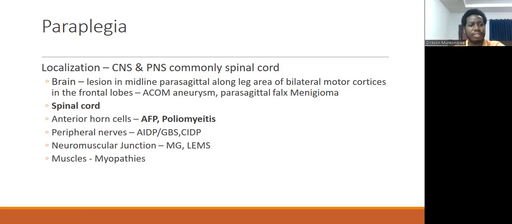Then the other localization of paraplegia could be neuromuscular junction disorders, and these include, but are not restricted to, myasthenia gravis and Lambert-Eaton myasthenic syndrome. Then the muscles could also be preferentially involved, and they could cause paresis or paraplegia. So it's important to know that when you are seeing a patient with paraplegia, you really have to tease out and see where exactly the problem is arising from, even though the common cause of it, as I said earlier, is the spinal cord.